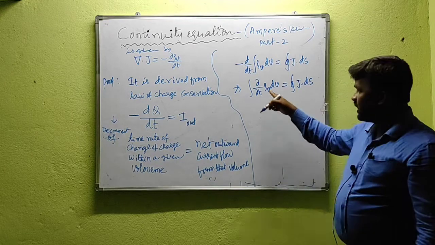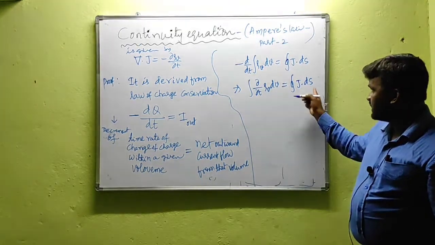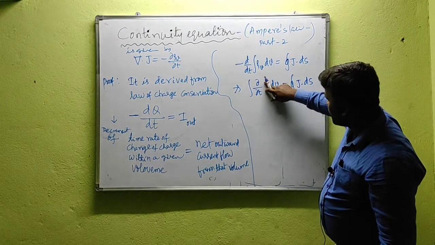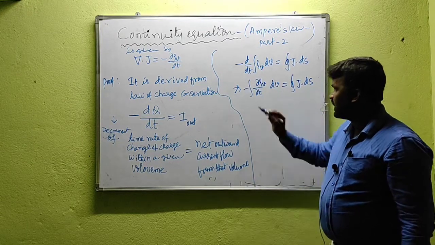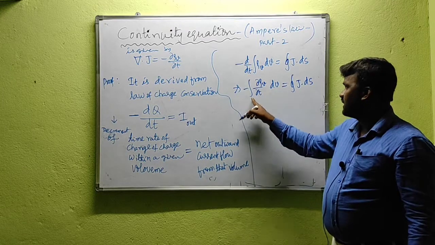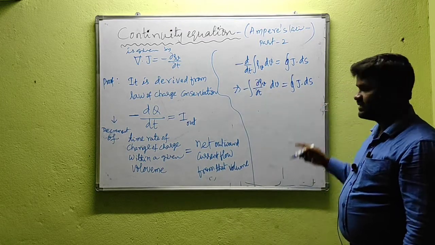On the left hand side, what do I have? A volume integral. On the right hand side, I can write this as ∂ρv/∂t. I have a negative sign here, that is, minus the integral of ∂ρv/∂t dv equals the integral of J·dS.